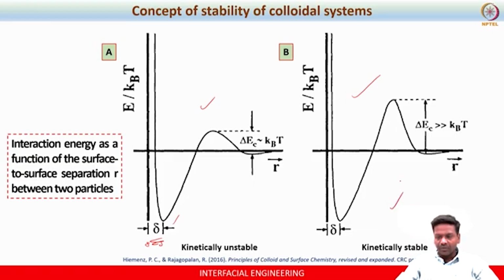Here this primary maxima, this barrier, is given in terms of kBT. If the energy barrier is several times greater than the kBT, which is the thermal energy, then the particle will not be driven up to this point, that is the primary minima, right? Such a system is called a kinetically stable system.